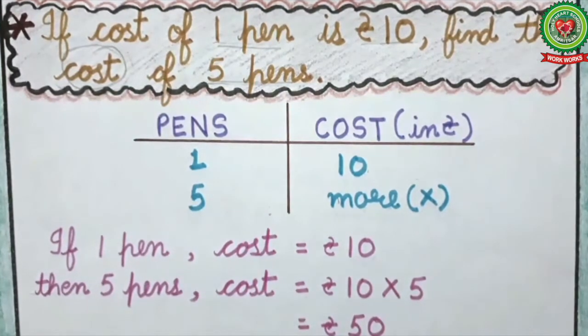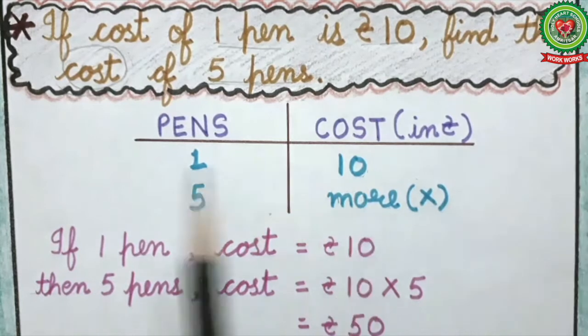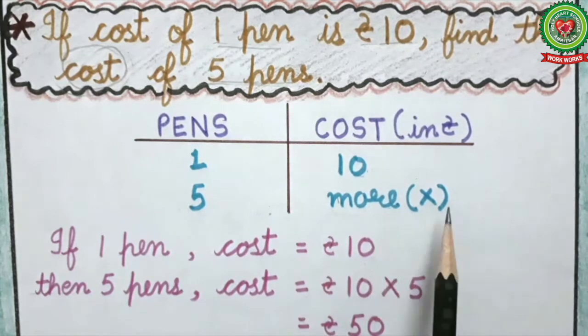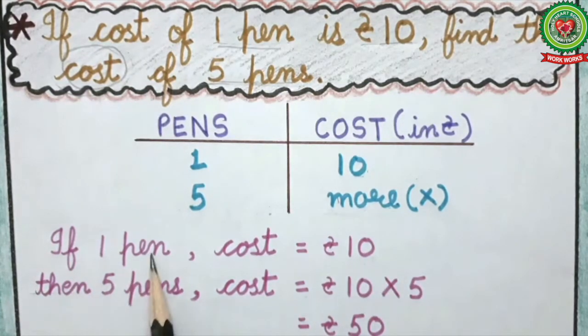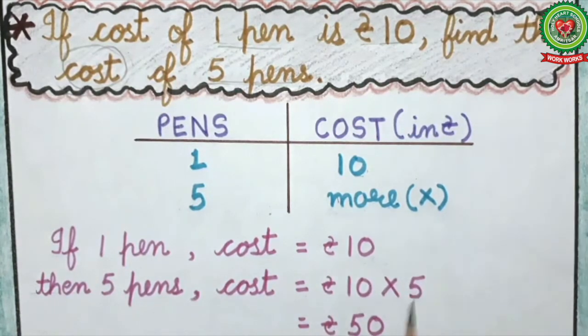We know if cost of one thing is given to us, we can get the cost of as many things as we require by the method of multiplication. As done here, 1 pen cost rupees 10, and if the number of pens increases, cost will also increase. Here more will come, more means multiply. If 1 pen cost is equal to rupees 10, then 5 pens cost is equal to rupees 10 multiplied by 5. That is, multiplying the cost of 1 pen by the 5 pens that we require, we get the answer, that is rupees 50.